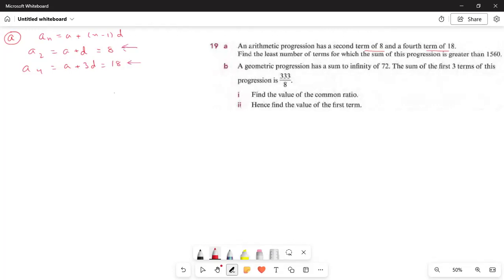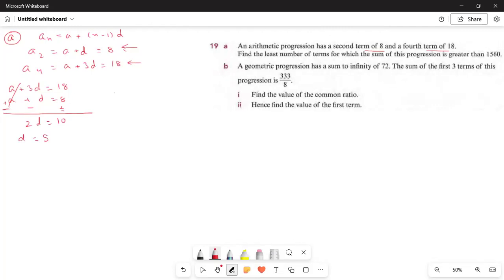Now I have two equations and two unknowns. I will solve them by subtracting one equation from the other. So a plus 3d equals 18 and a plus d equals 8. Let's subtract these equations. The a's cancel. 3d minus d is 2d, and 18 minus 8 is 10. So d is equal to 5.